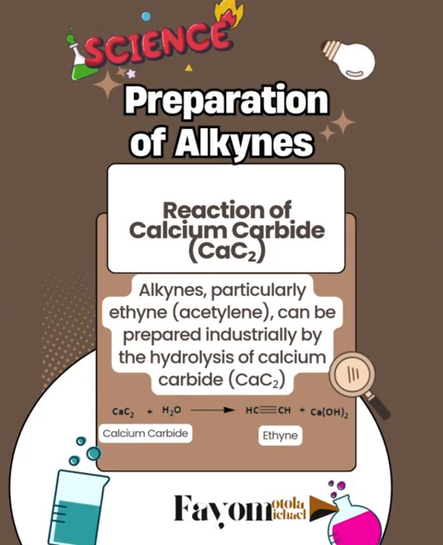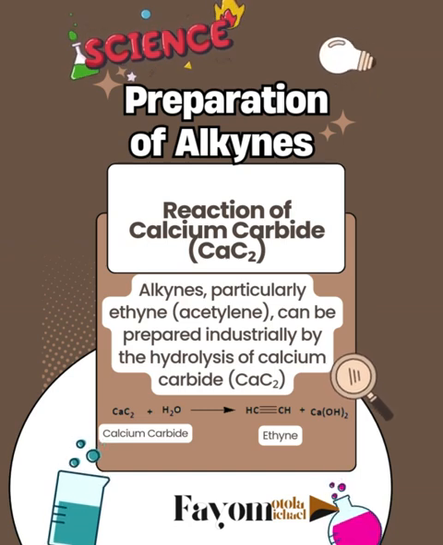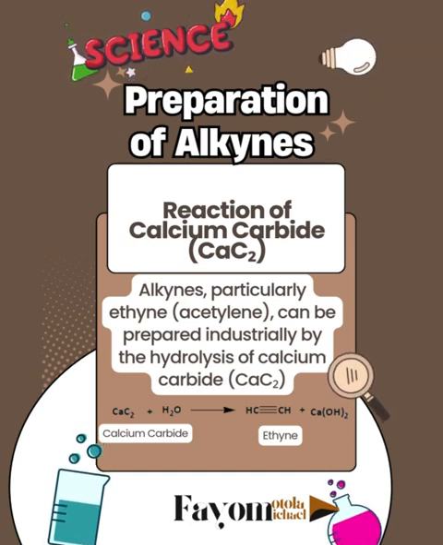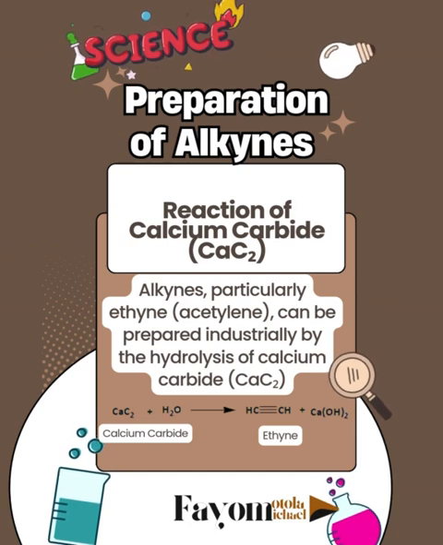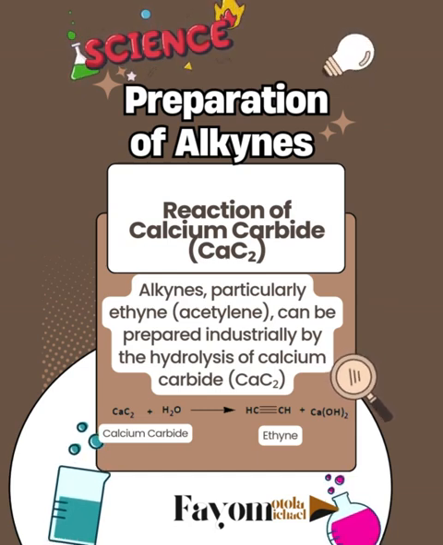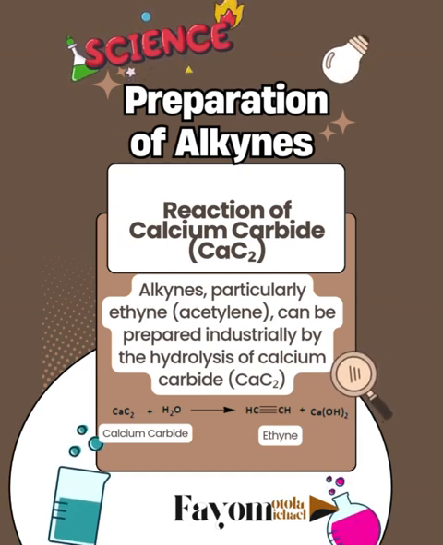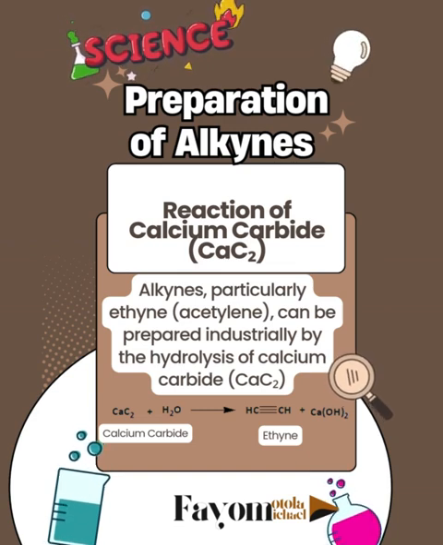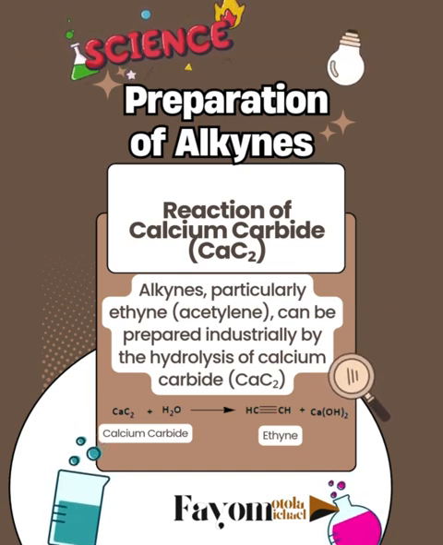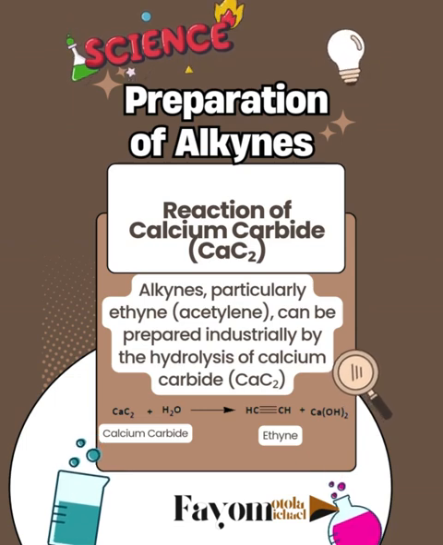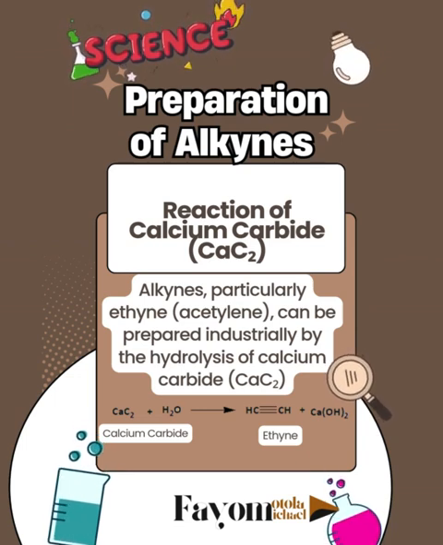The method of deriving alkyne from calcium carbide. Alkynes, particularly acetylene, which is ethyne, can be prepared industrially by the hydrolysis of calcium carbide, by reacting calcium carbide with water to produce ethyne and calcium hydroxide.